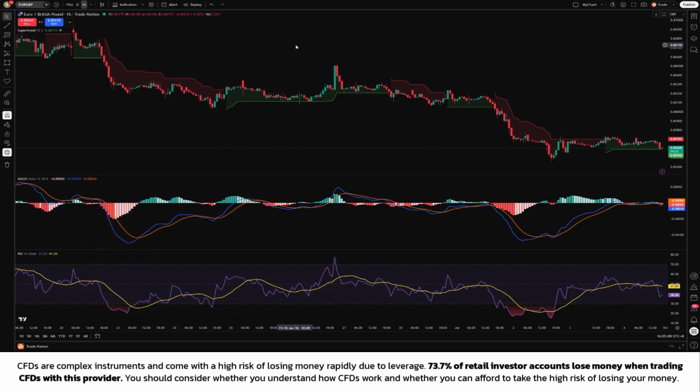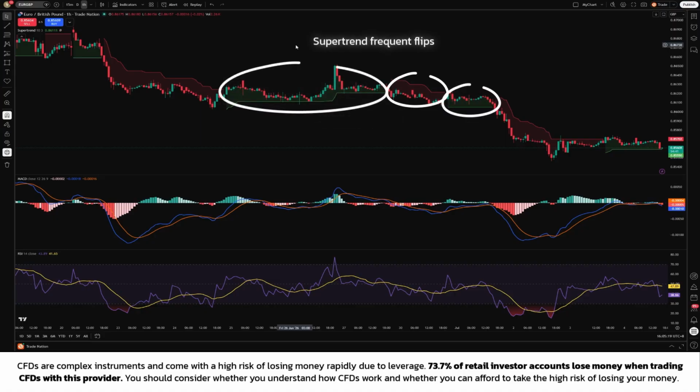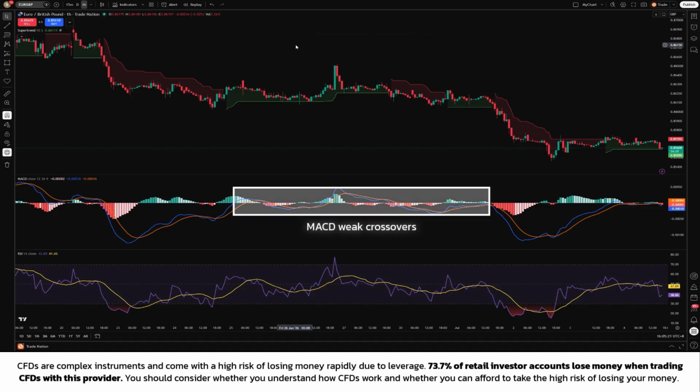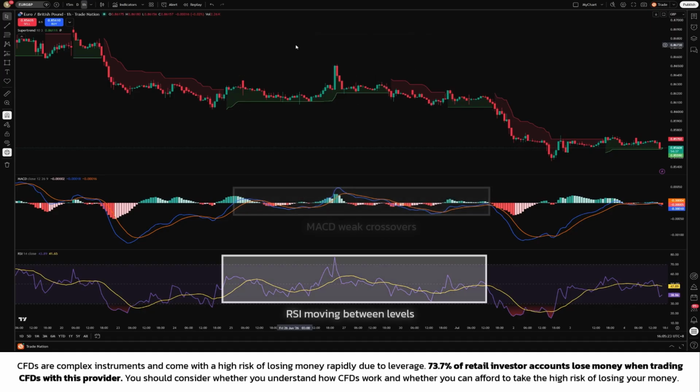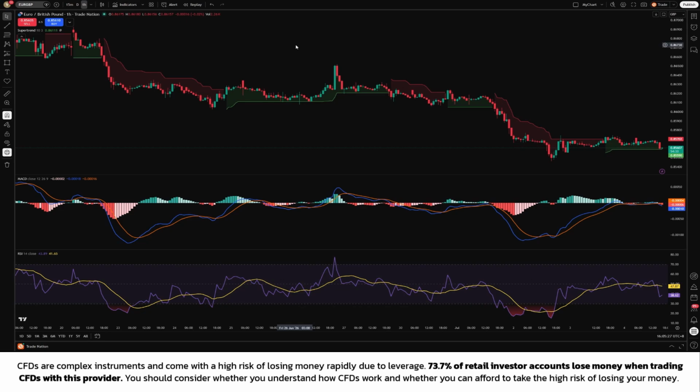The main limitation is that all 3 indicators are still based on price action. They can confirm what is already developing, but they do not remove the need to read structure. In sideways markets, Supertrend can flip more often, MACD can produce weak crossovers, and RSI can move between levels without clear follow-through. That is why the combination works better when it is read with support and resistance, recent highs and lows, and the broader market direction.